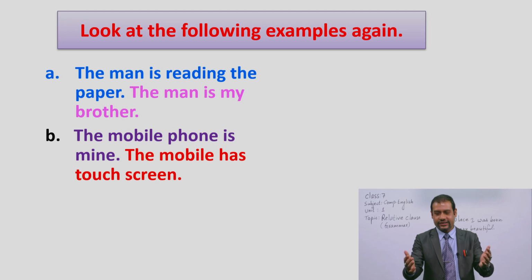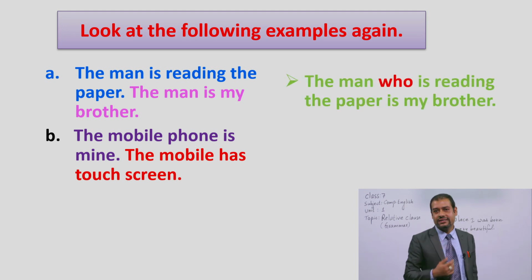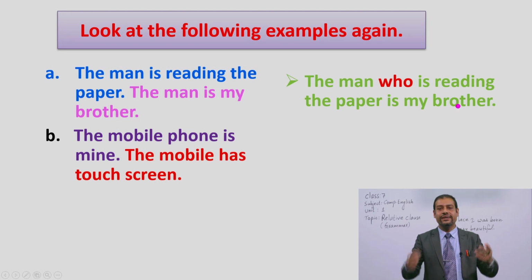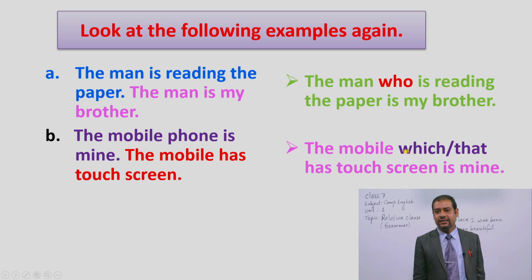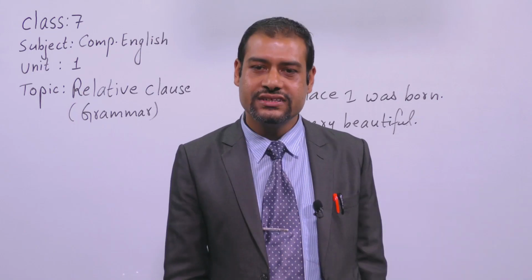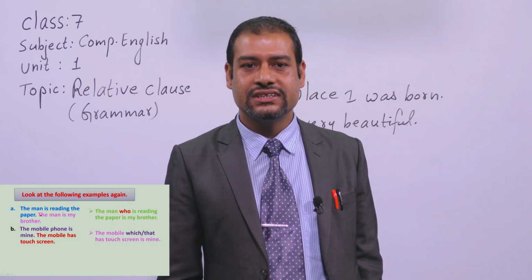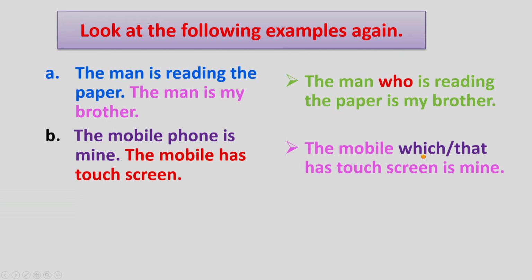Have you finished? Very good. Now you compare and check your answers with my answers, okay? See, the man who is reading the paper is my brother, okay? Or you can write down the man reading the paper is my brother also, okay? Second sentence, the mobile which or that has touch screen is mine, okay? Or you can write only the mobile with touch screen is mine, which also can be correct. Do you understand? So you can use who because this is man, related to people, and we use here which or that related to thing, mobile phone, okay?